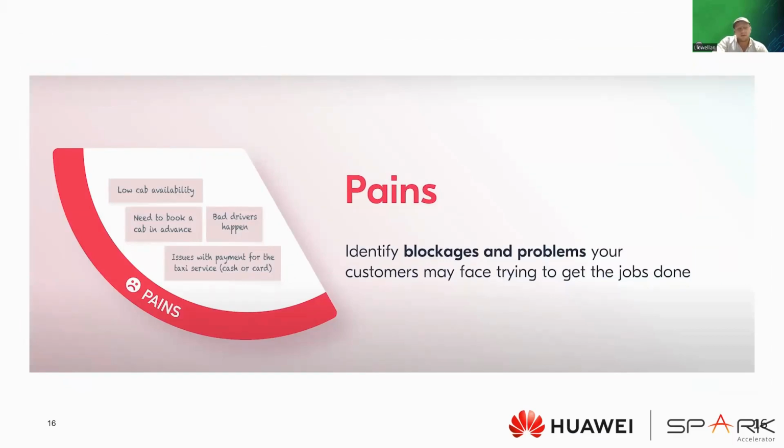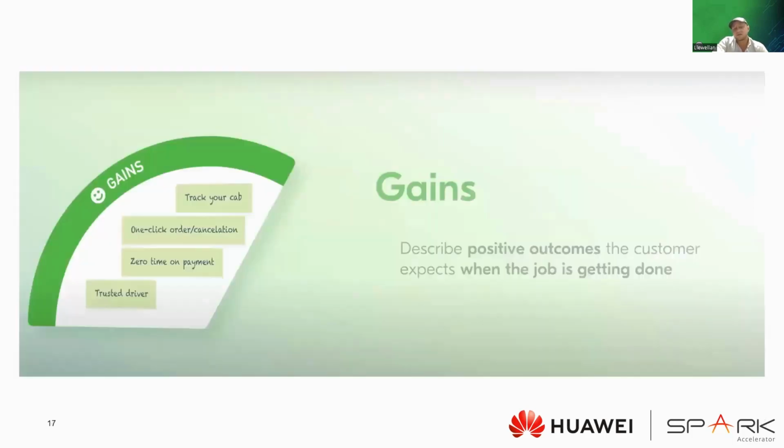What are the pains that we all used to go through before we had Uber? Remember the days: low cab availability, the need to book a cab in advance, bad drivers happen, issues with payment. What are the gains, the positive outcomes that we would have liked from getting this job done? The ability to track our cab, the one-click order cancellation, 0 time on payment, a trusted driver.